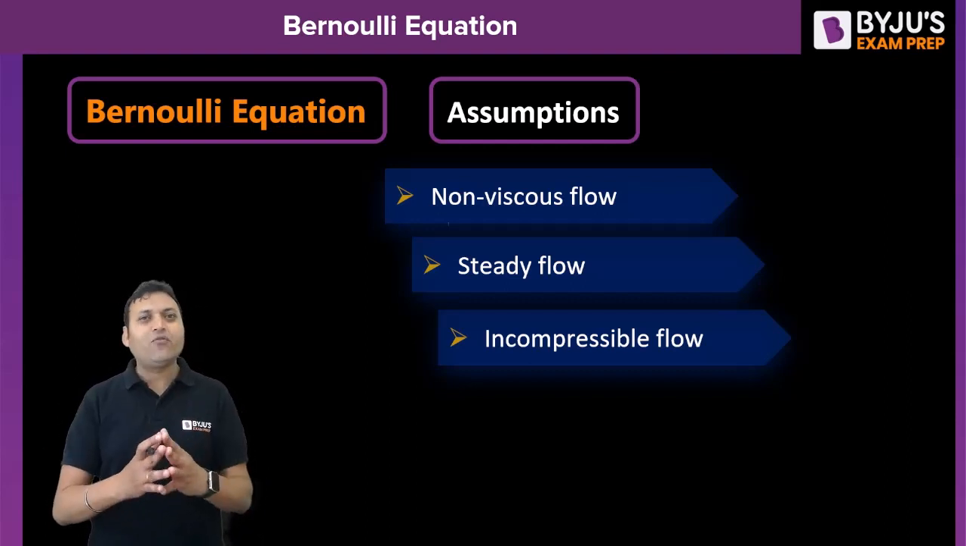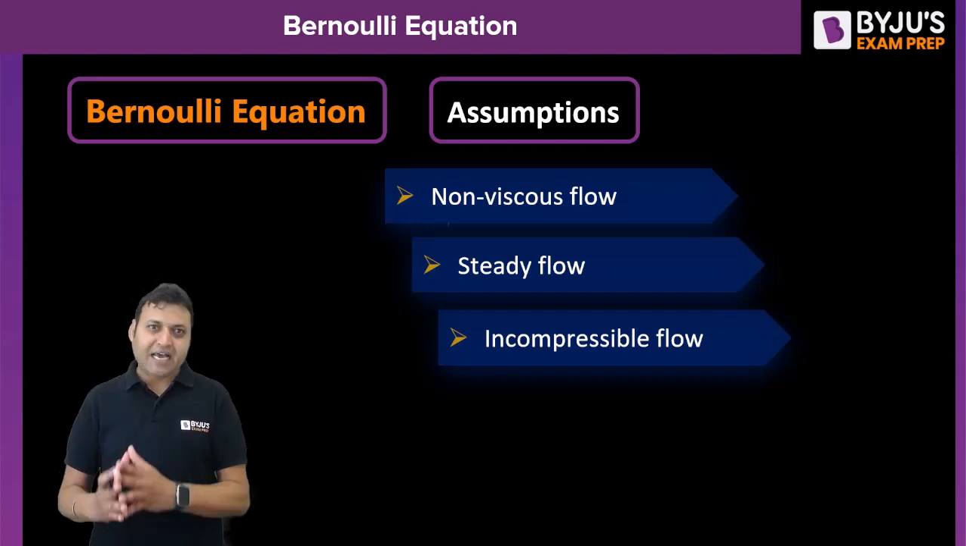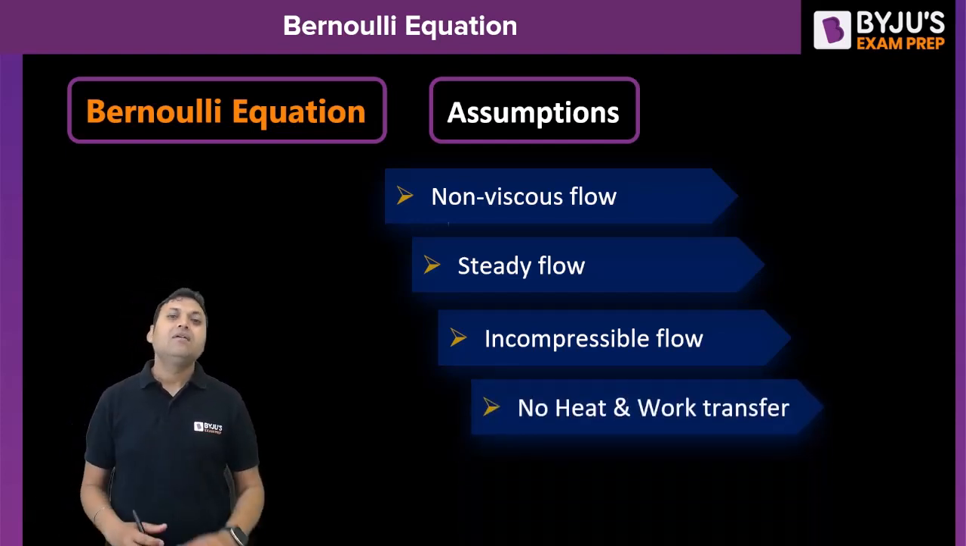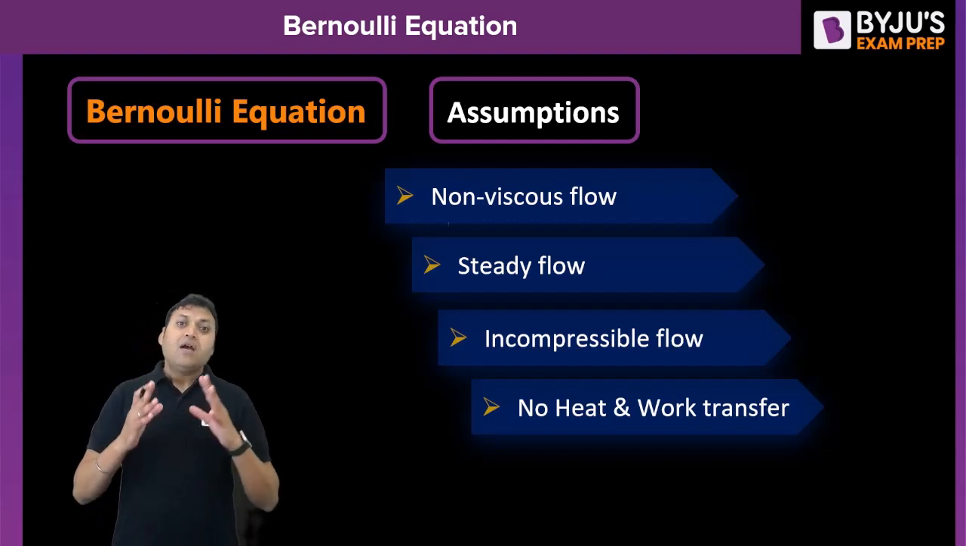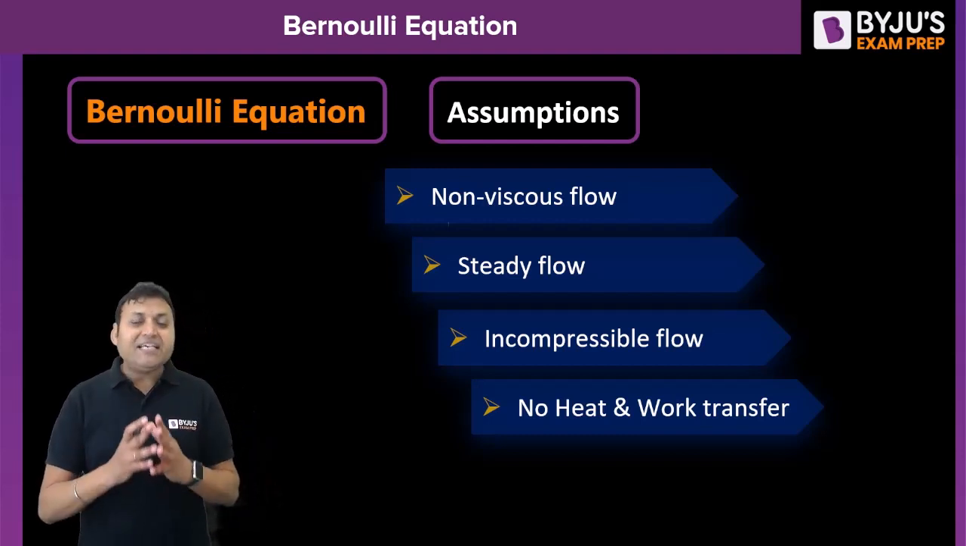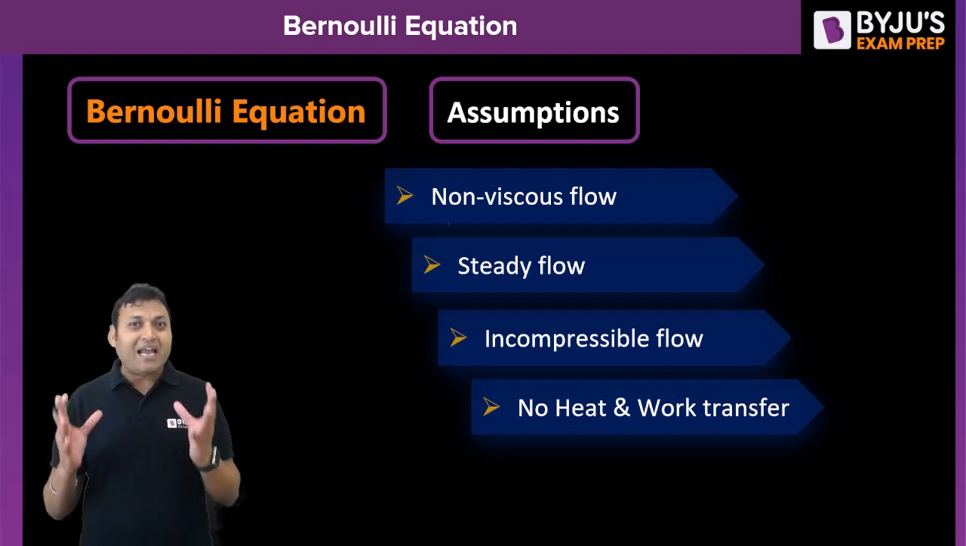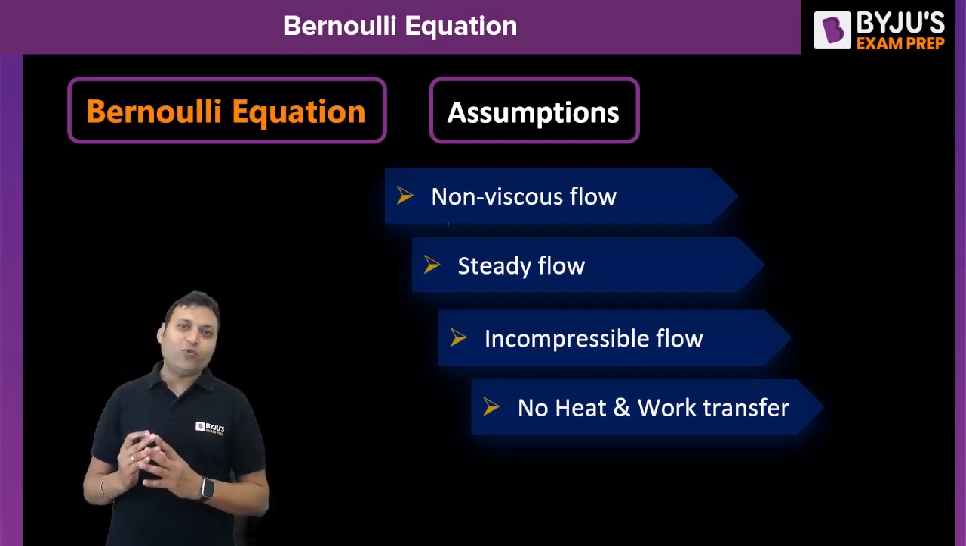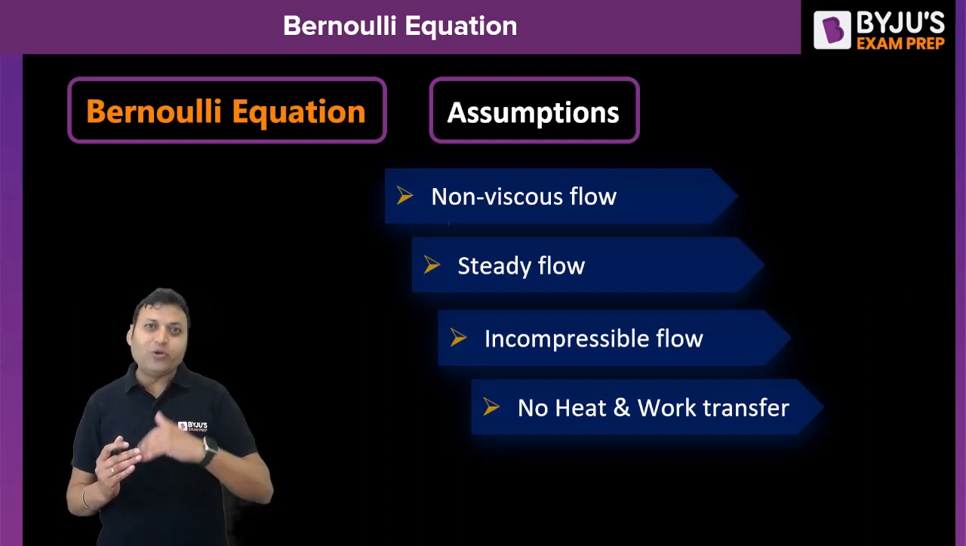It should neither vary with space nor with time. That means the flow has to be incompressible. Another assumption: because it is an energy conservation equation, there is no transfer of energy from outside to the fluid or from the fluid to the outside.